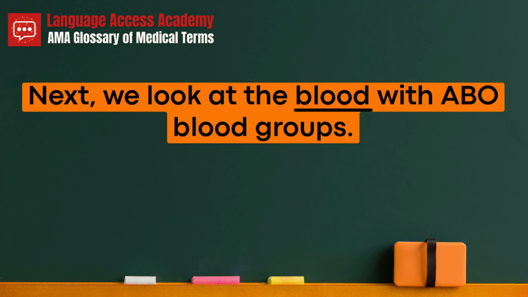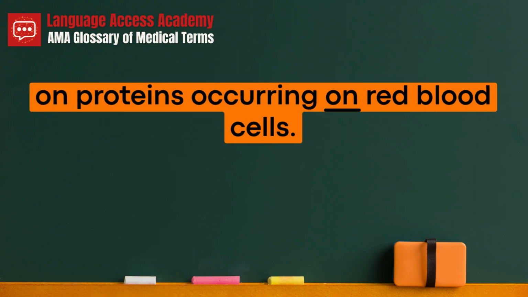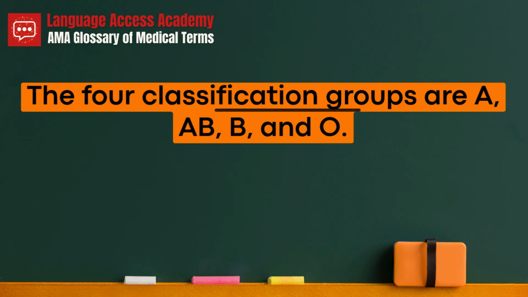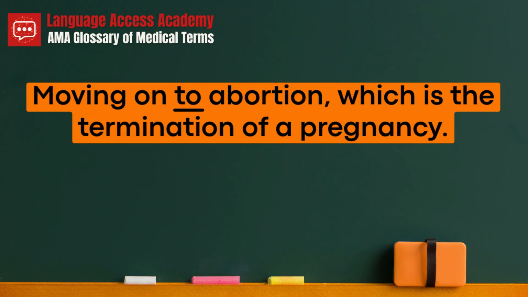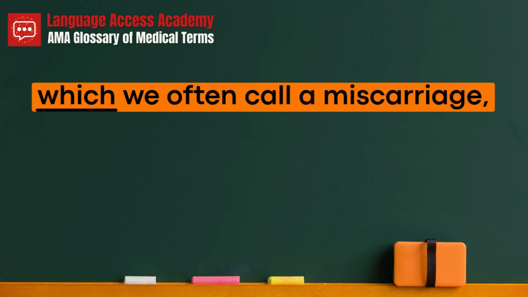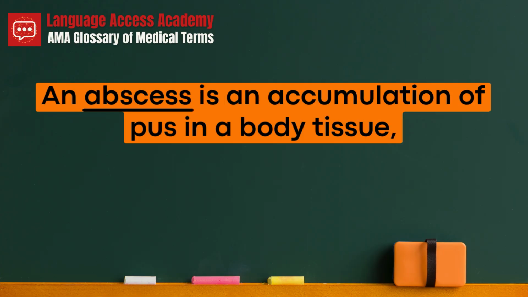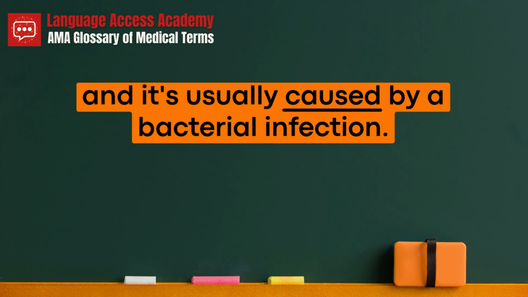Next, we look at the blood with ABO blood groups. This is the system by which human blood is classified based on proteins occurring on red blood cells. The four classification groups are A, AB, B, and O. Moving on to abortion, which is the termination of a pregnancy. Keep in mind, this can occur because of natural causes, which we often call a miscarriage, or it can be a medical intervention.